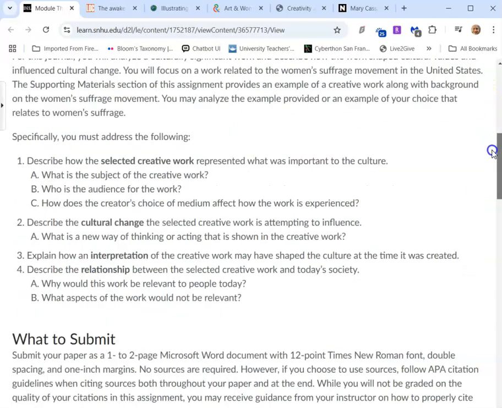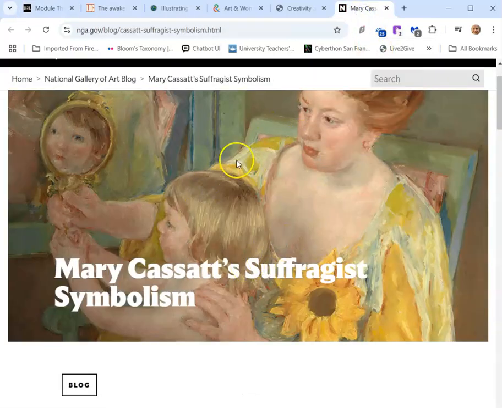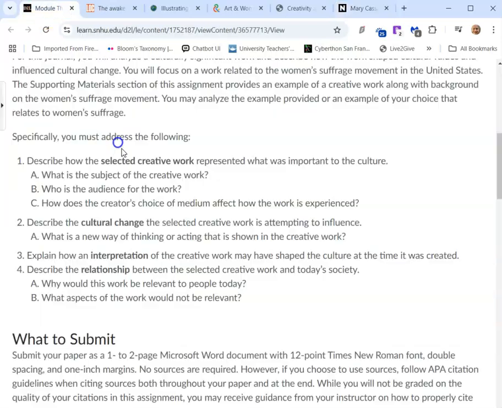This is going to sound a little familiar because you'll notice we're using a process to evaluate the artwork. What's the subject? Let's think about that in terms of Mary Cassatt. The subject is a mother and a child, right? Who's the audience? That's something you're going to have to dig into the artist to find out. Who are they trying to reach? Who do you think they wanted? Was it women they wanted to support the movement? Was it men in the government that they wanted to change their mind?